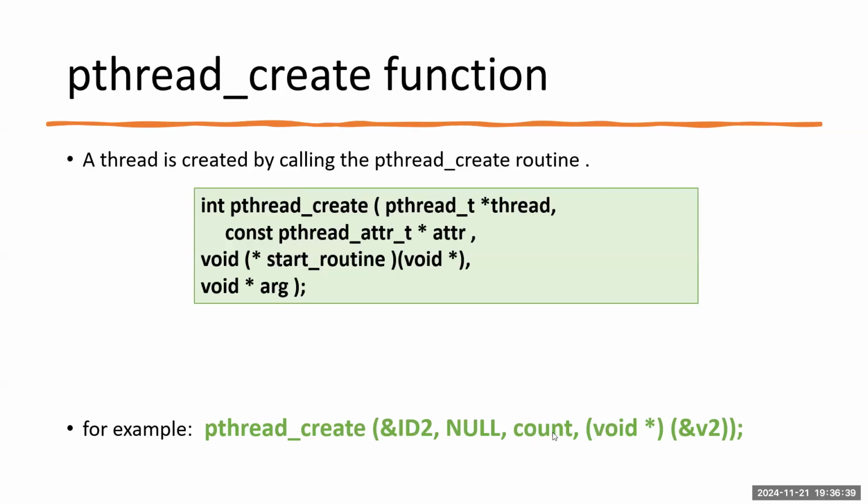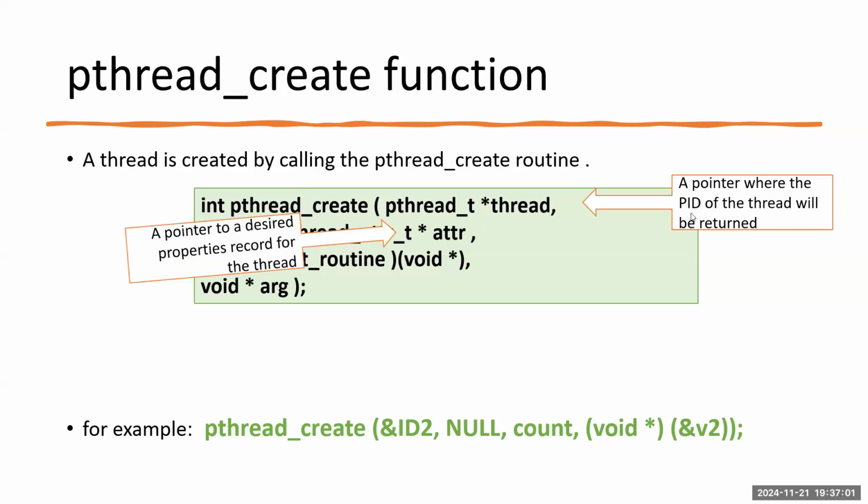And then we're going to pass it a function name. That's count. Count is actually a function name. That's the function that we want the thread to run when it's running. And this void pointer, this v2, is a parameter that we want to pass to the function.